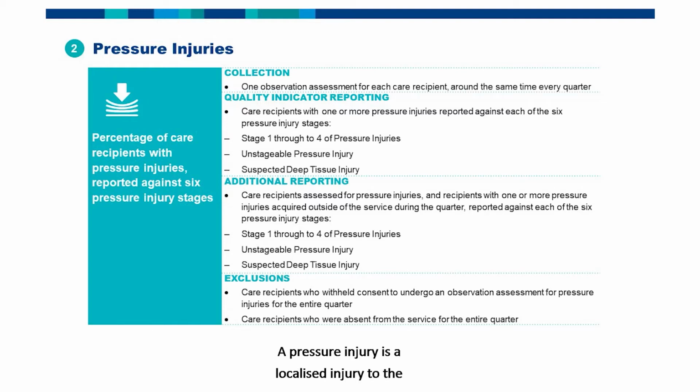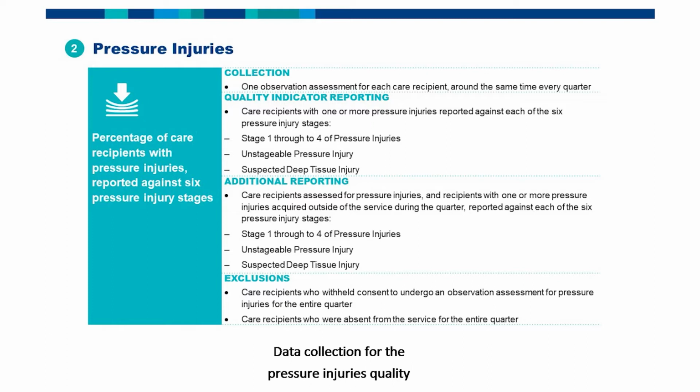A pressure injury is a localised injury to the skin and/or underlying tissue, usually over a bony prominence, resulting from pressure, shear, or a combination of both. Potentially life-threatening, pressure injuries decrease quality of life, are expensive to manage, and often preventable. From 1 July, providers will report the percentage of care recipients with pressure injuries against 6 pressure injury stages.